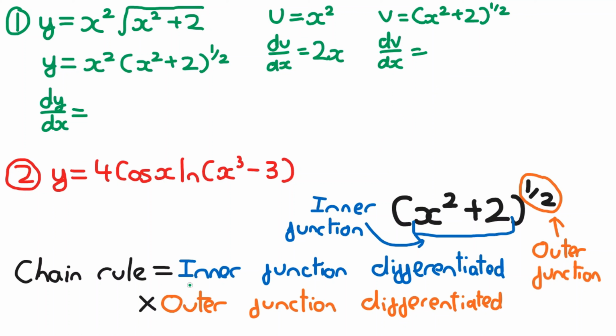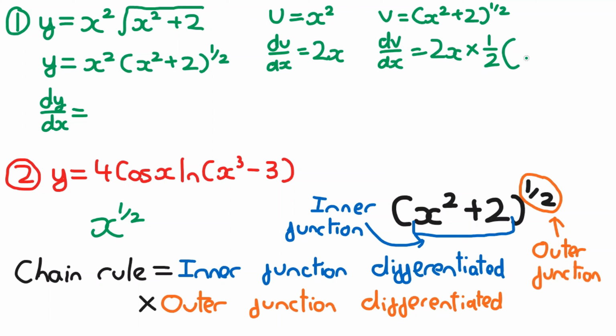So the chain rule is the inner function differentiated, which is x squared plus 2 differentiated. If we differentiate this, x squared differentiated is 2x, and if you differentiate plus 2, it's a constant, so it just goes away. So the inner function differentiated is just 2x, and then this is multiplied by the outer function differentiated, which is the power of half differentiated. You can think about this like x to the power of half differentiated, so this half is going to come down as a coefficient.